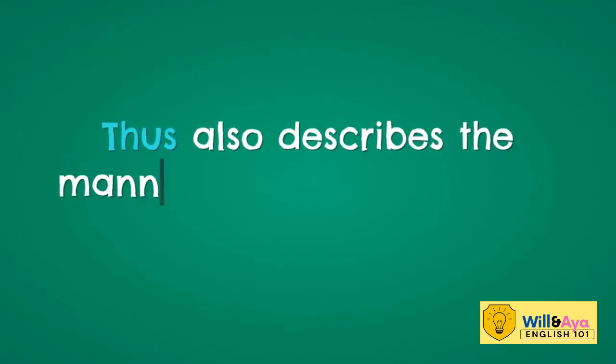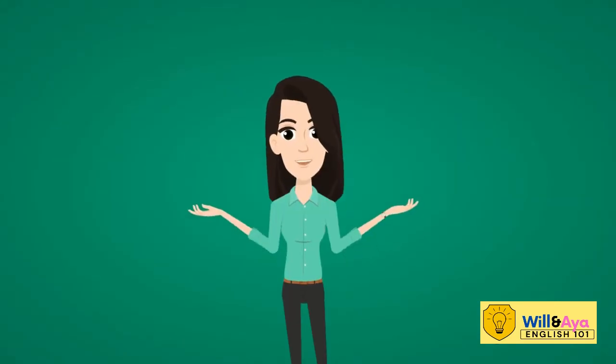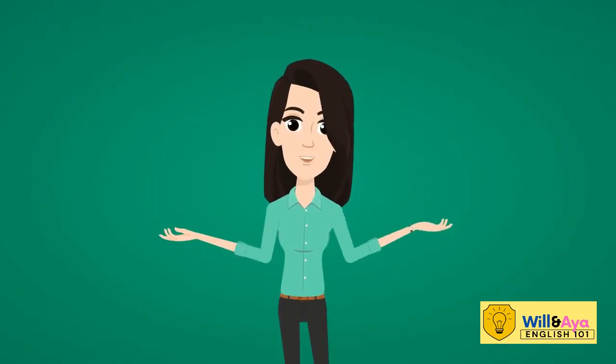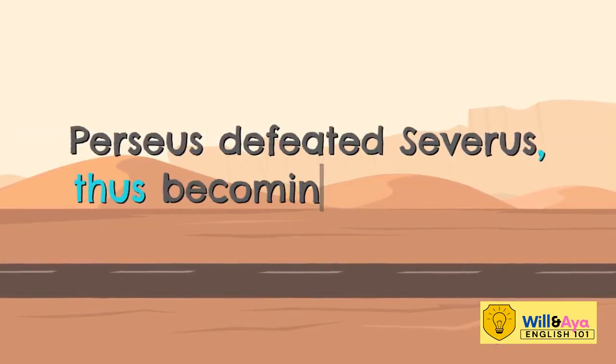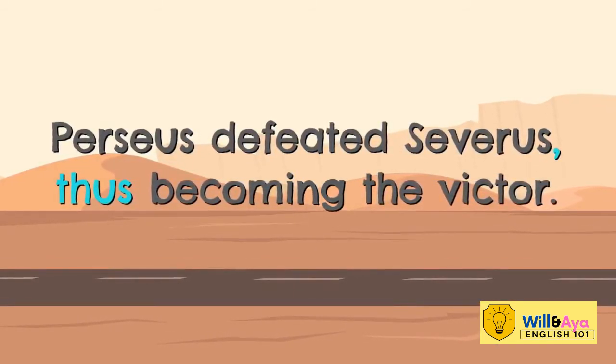Thus also describes the manner in which something happens. It relates to this or that way, or to this degree or extent, and the like. For example, Perseus defeated Severus, thus becoming the victor. In this sentence, becoming the victor is only a phrase, not a clause. Therefore, a comma can be used before thus.